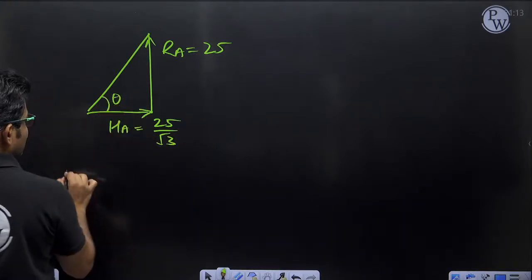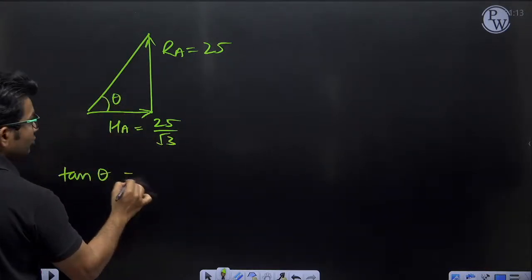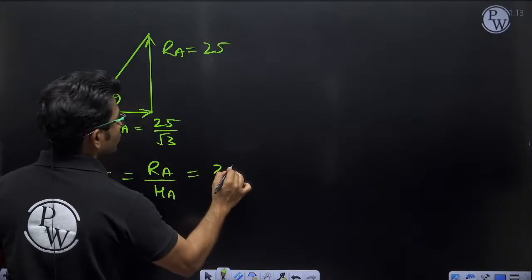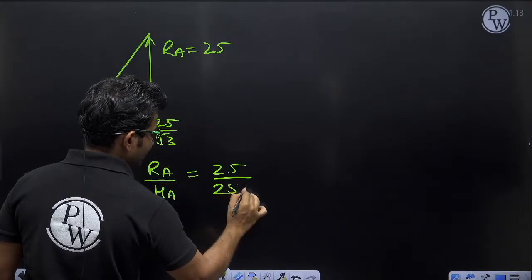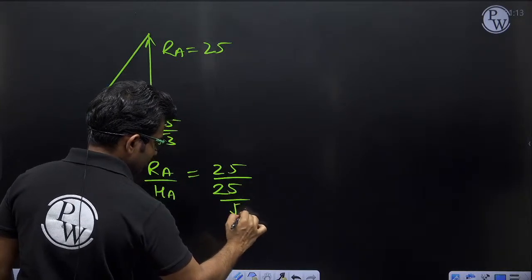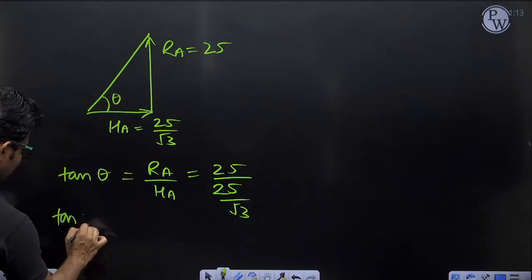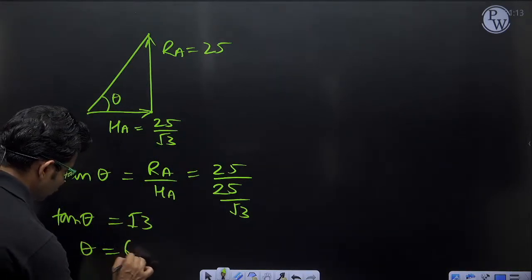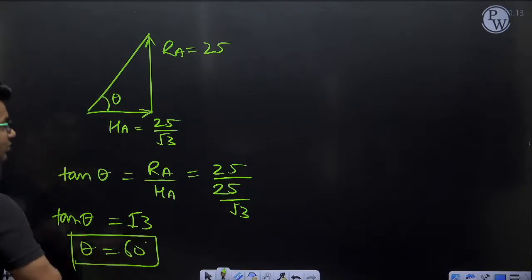This is theta. So tan theta is equal to perpendicular upon base, RA upon HA, that will be equal to 25 divided by 25 by root 3. That means tan theta is equal to root 3. That means theta is equal to 60 degree.